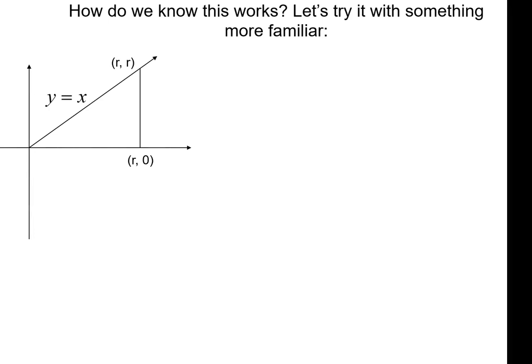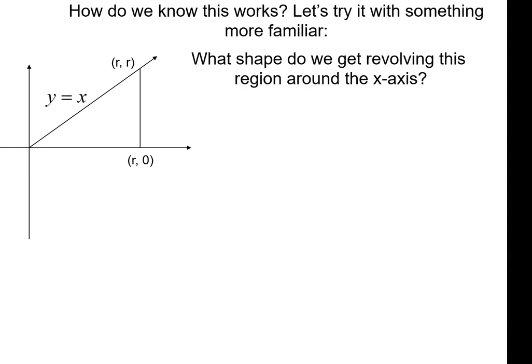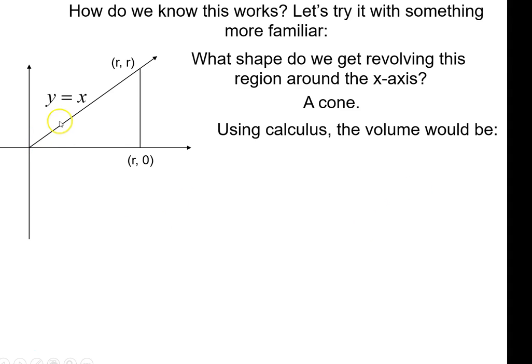How do we know this works? Let's try this with something a little bit more familiar. So I'm looking at the line y equals x. And if we want to rotate this around the x-axis, picture what that would look like. It would give us a cone, right? Can you visualize that? If we take this region and we rotate around the x-axis, we're going to have a cone turned on its side.